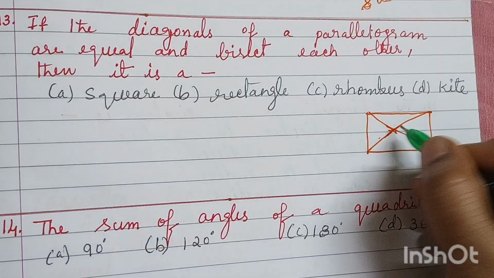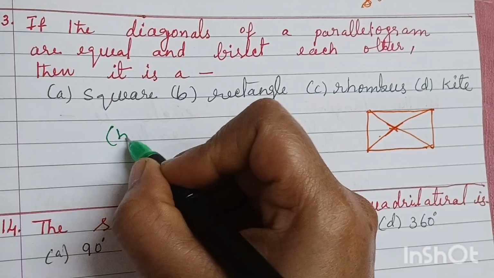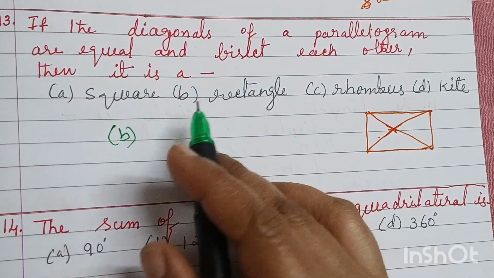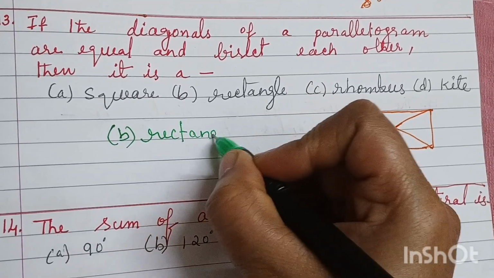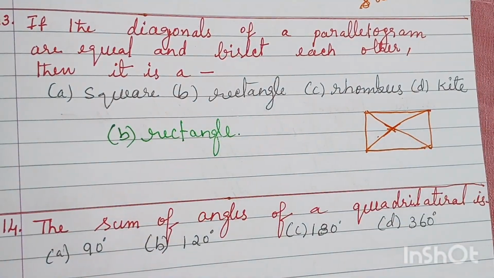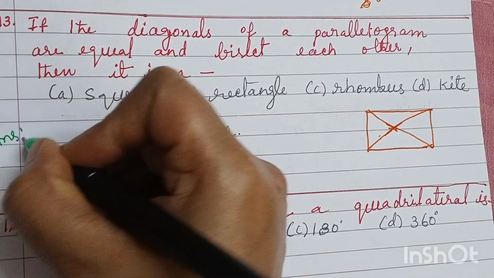Square पे भी रहता है, square पे 90 degree. Okay, so B, rectangle, suits most here. Answer is B, rectangle.